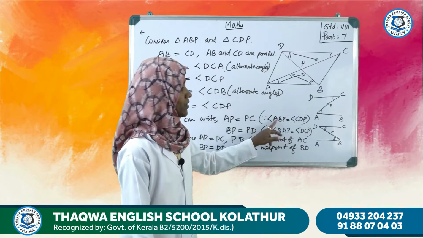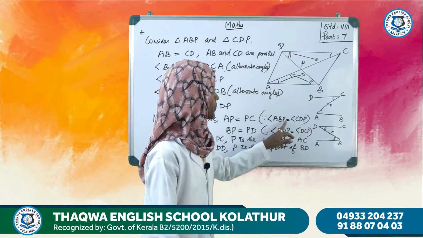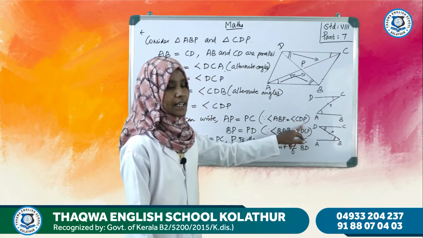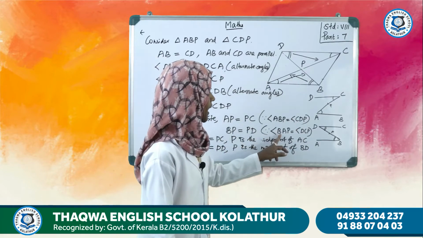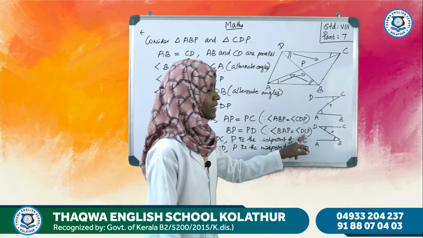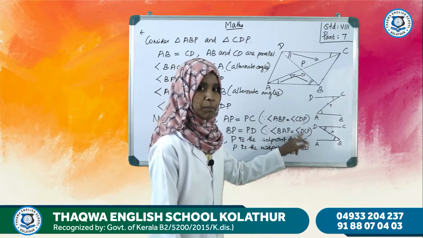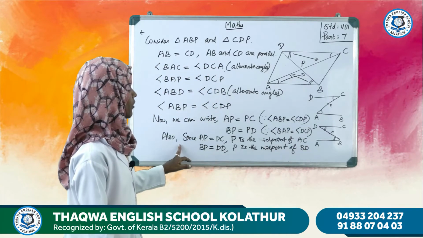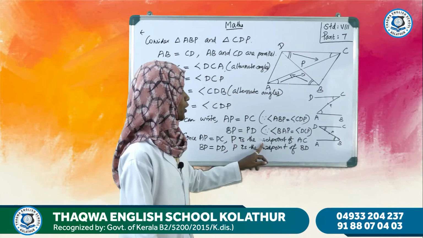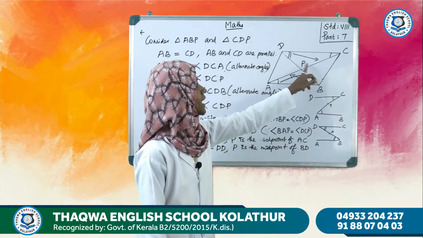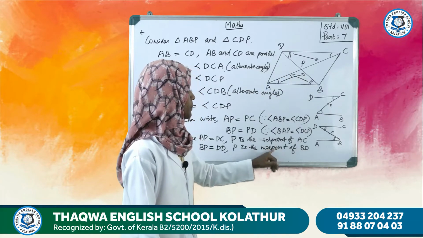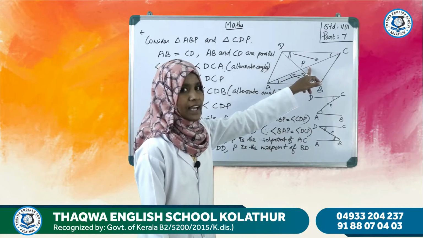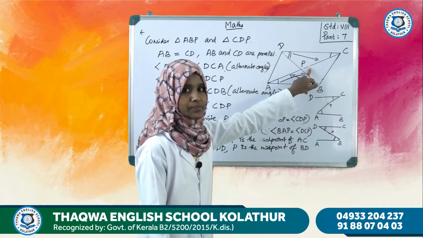What is the reason? Since angle ABP equals angle CDP, also BP equals PD, angle BAP equals angle DCP. From this we can write P is the midpoint of both the diagonals AC and BD.